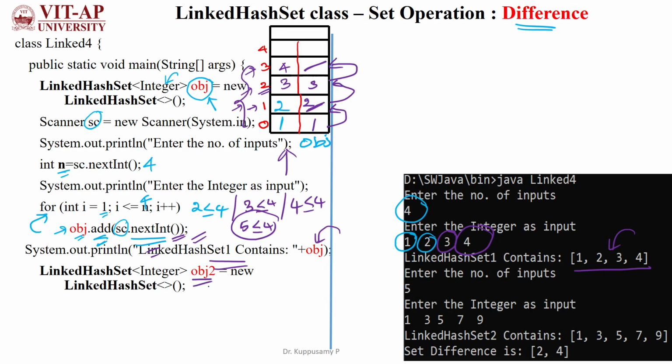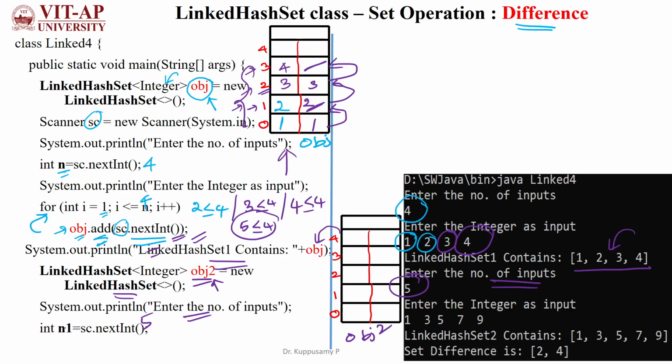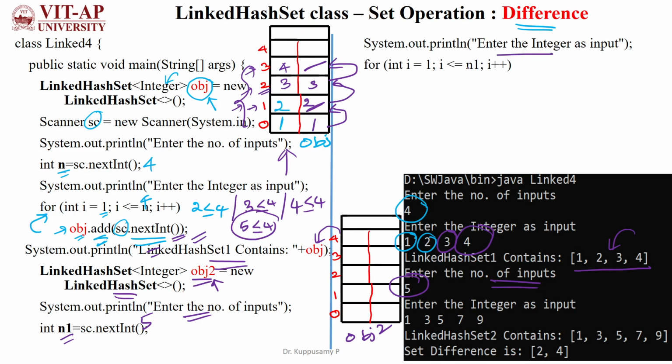Then for the next object, that means the second set, I am creating obj2 by using the LinkedHashSet class. Then the number of inputs I am entering is 5, so 5 is the value assigned to n1. Based upon that I'm going to enter the integer inputs here. The n1 value is 5, so 5 inputs will be received through the scanner runtime inputs.